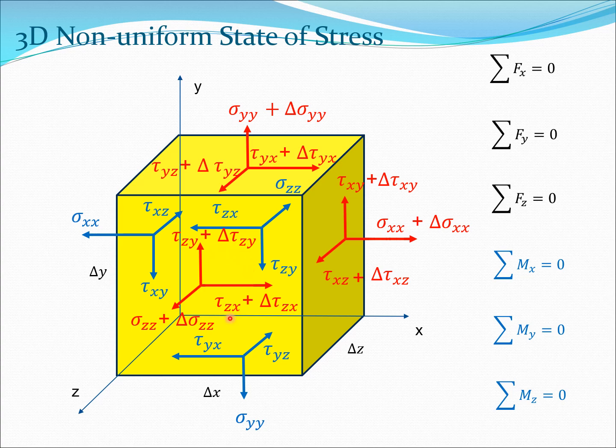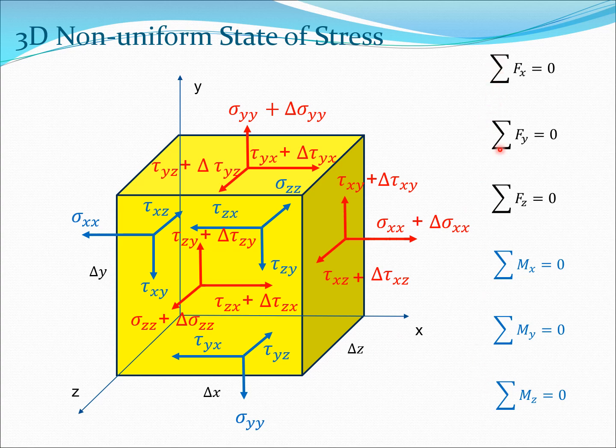So what's happening here is that on the faces which are outward, the delta components are there, but the faces which are backward or inward facing, you do not have the delta component. So this is a non-uniform stress state where the stresses are changing along the directions of delta x, delta y, and delta z. Now for this body to be in equilibrium, I will have 6 equations.